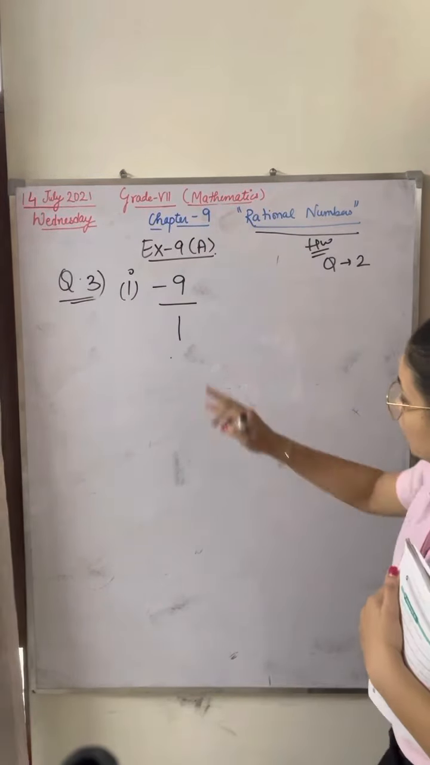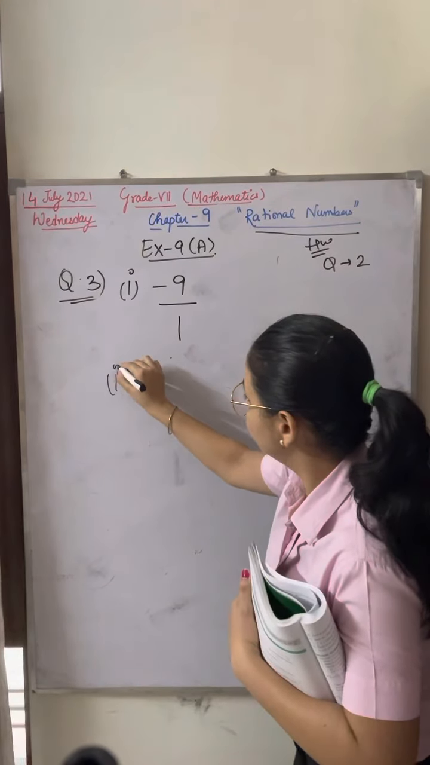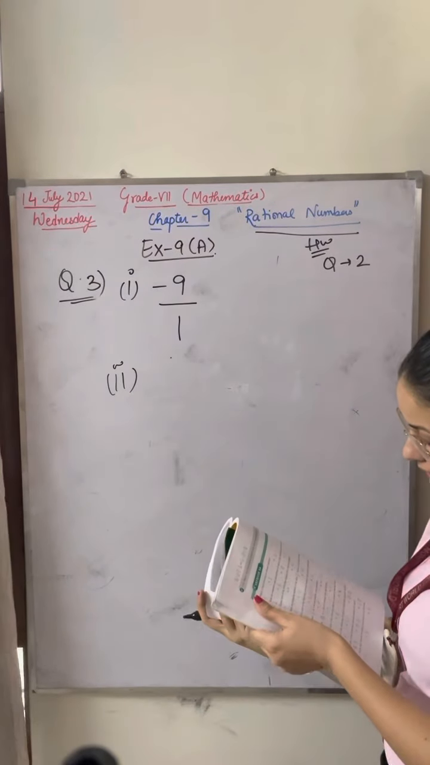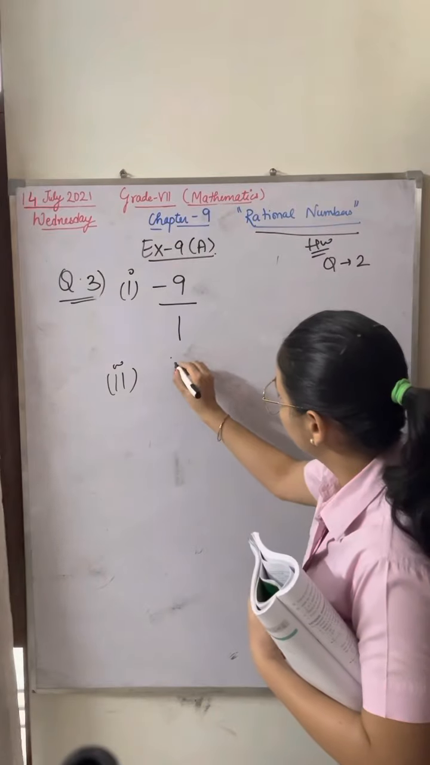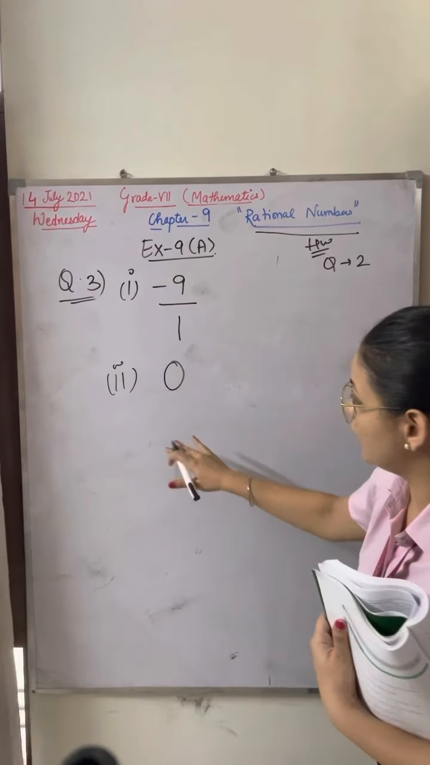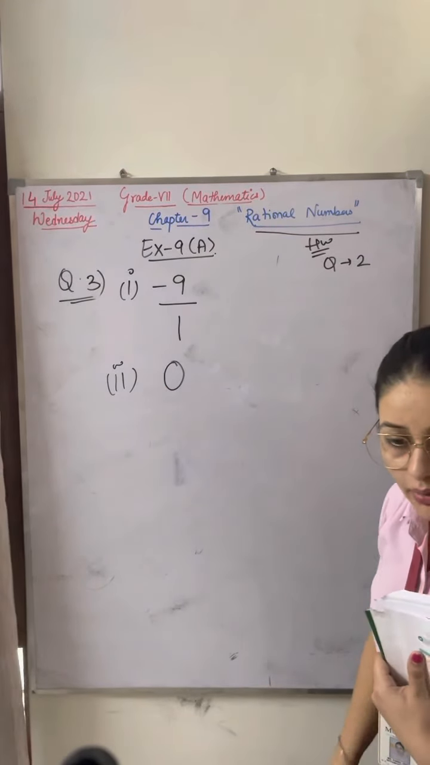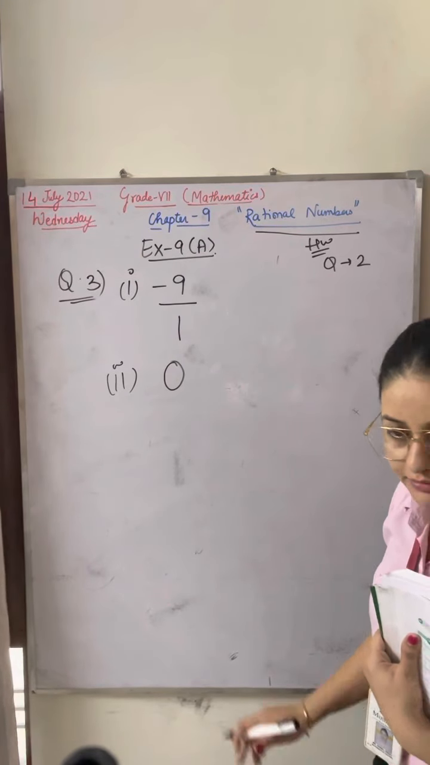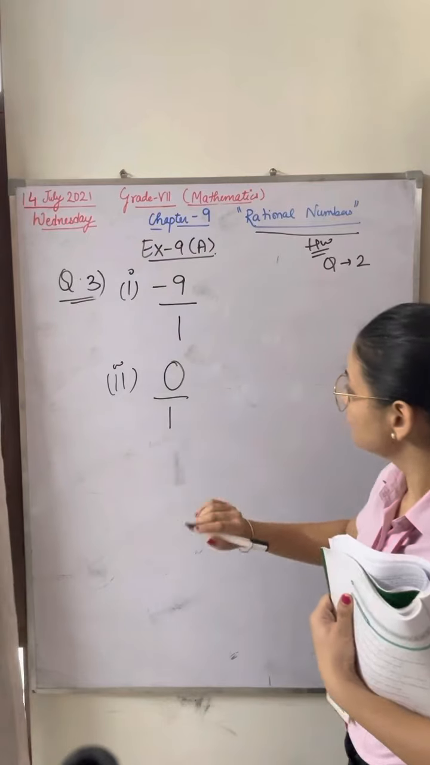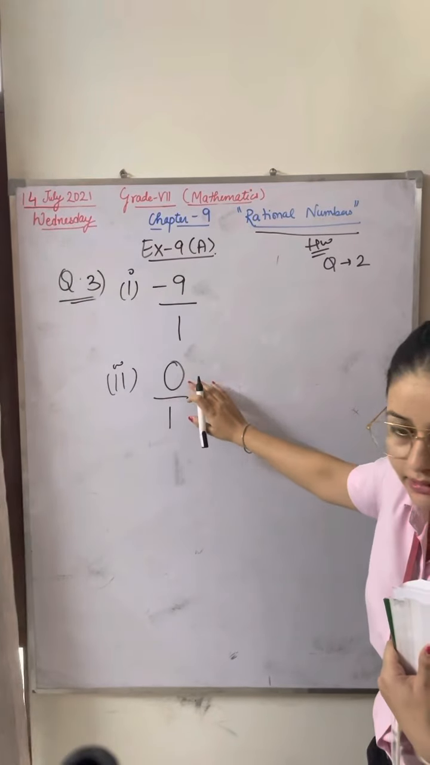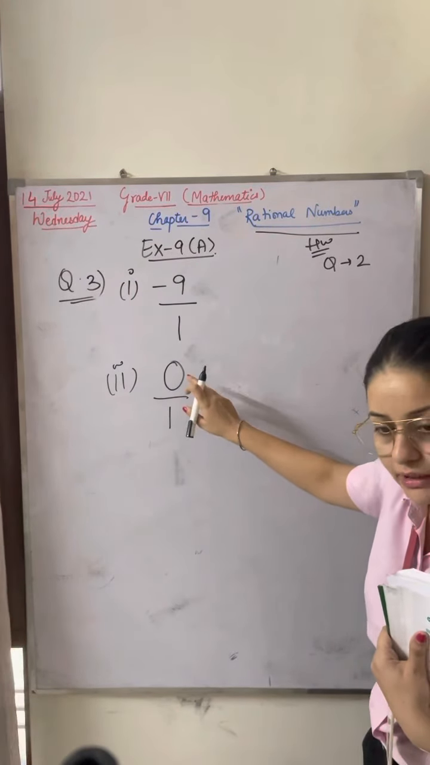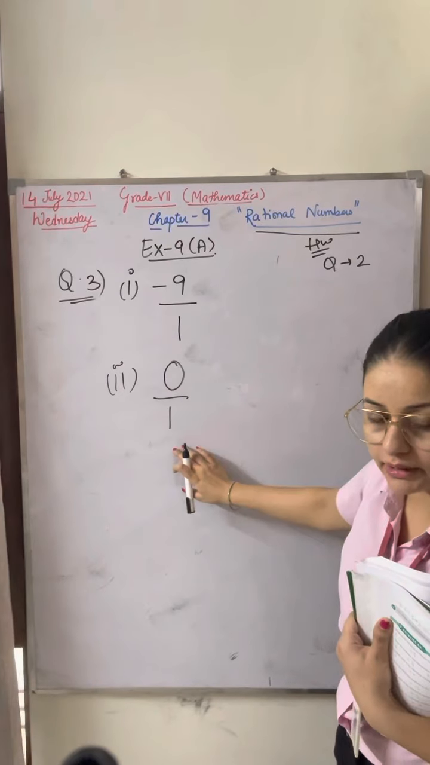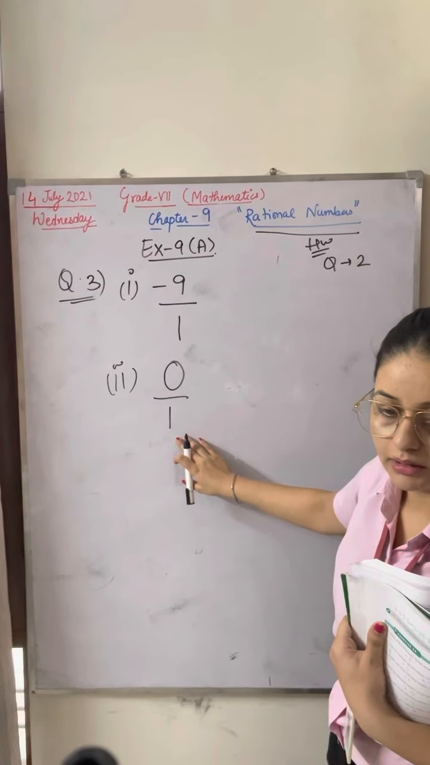Now please tell me the second part. The second part is 0. How can I make 0 a rational number? Yes, very good. Divided by 1. In the numerator 0 can be there, but in the denominator 0 should not be there.